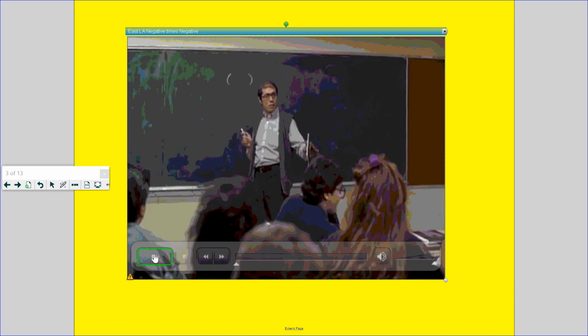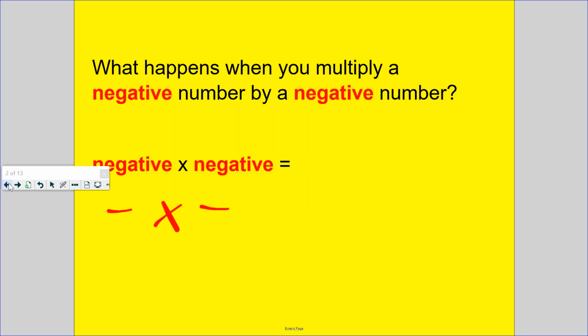So what happens? Let's go back to our previous screen. What happens when you multiply a negative number by a negative number? It equals a positive. But why? Because opposite of a negative is a positive.